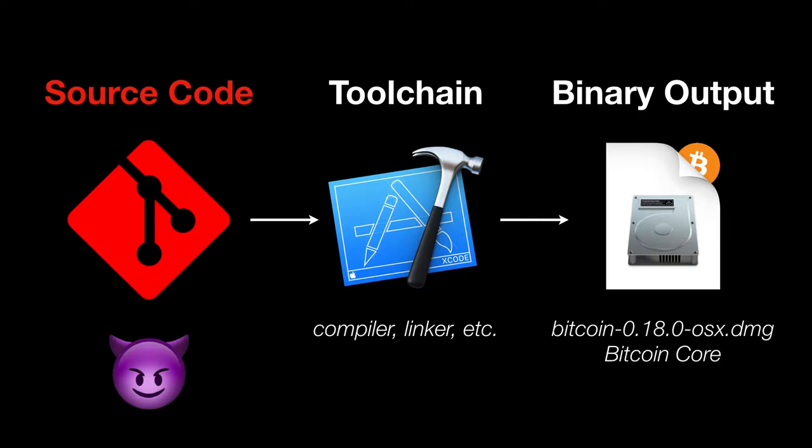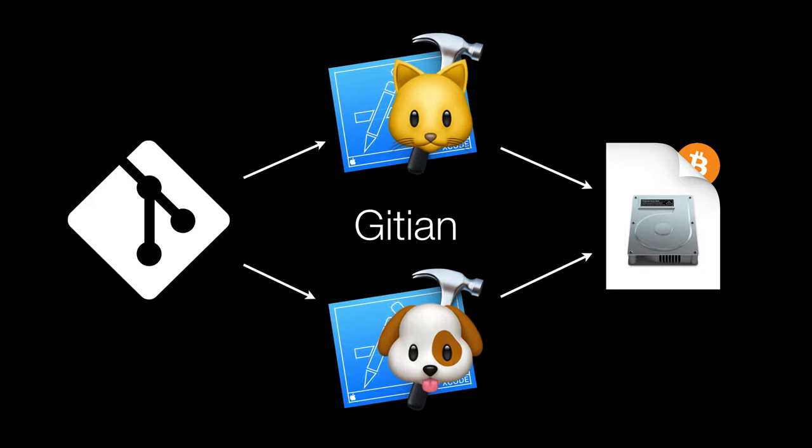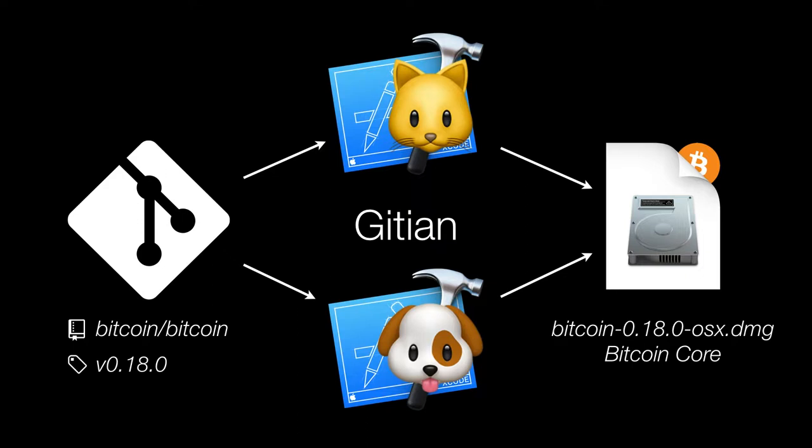This is where Gitian reproducible builds come in. What Gitian ensures is that given identical source code, we will get identical binary outputs. This means that anyone can use the source code of Bitcoin at version 0.18 and produce a disk image identical to the one we downloaded earlier. In other words, we don't have to trust bitcoincore.org. We can verify for ourselves that the disk image we downloaded came from the source of Bitcoin at version 0.18.